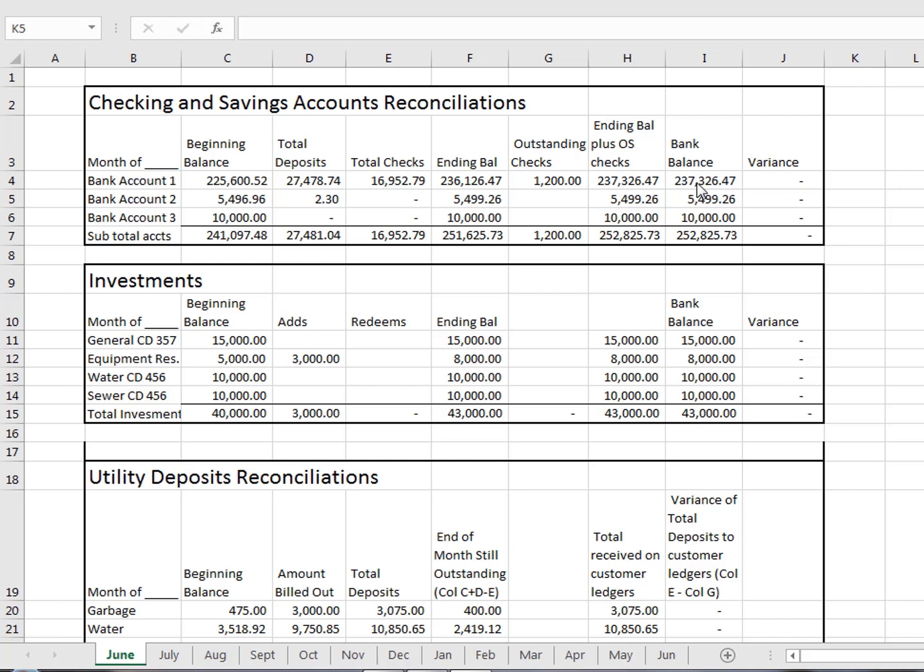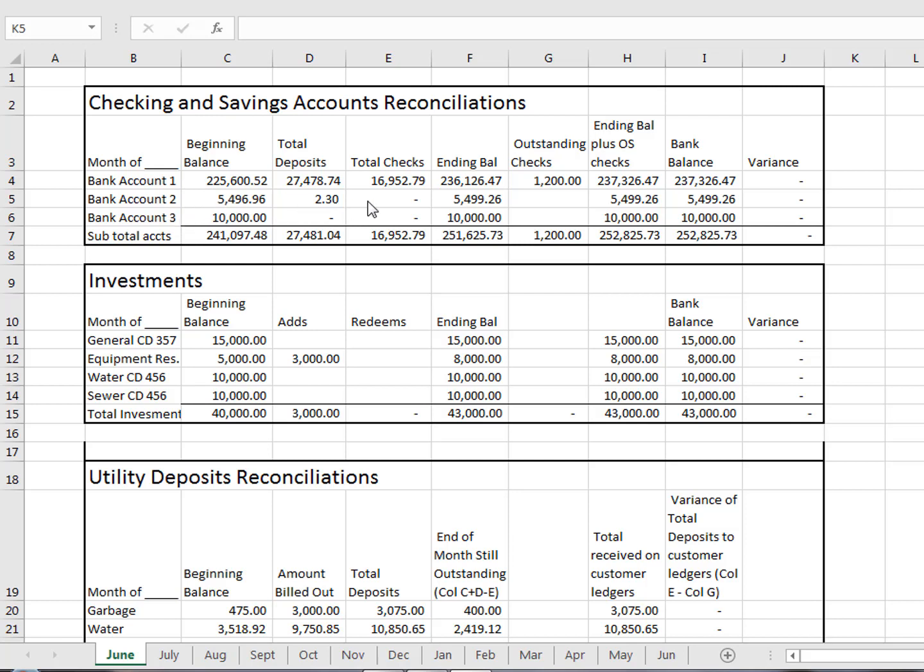you will then find the ending balance that should match the bank. And in this case, I'm keying in the bank balance here so that you can see that the clerk's balance or the treasurer's balance plus the outstanding equals the bank, and there is no variance there at all. We're recommending that you do that for each bank account.